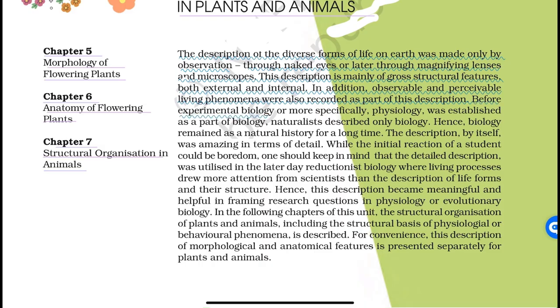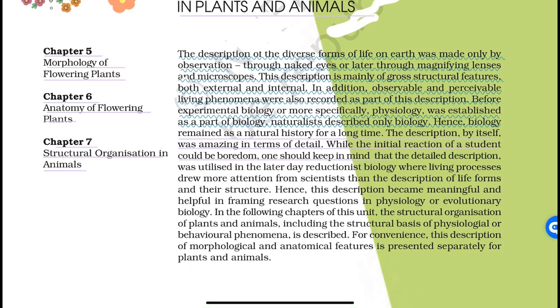Before experimental biology, or more specifically physiology, was established as a part of biology, naturalists described only biology. Hence, biology remained a natural history for a long time. The description by itself was amazing in terms of detail, while the initial reaction of the student would be boredom.